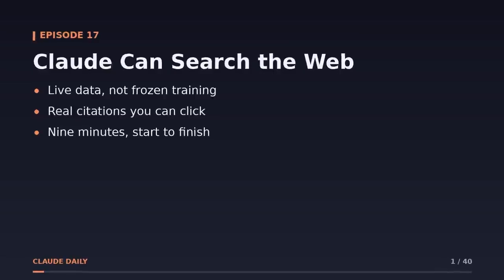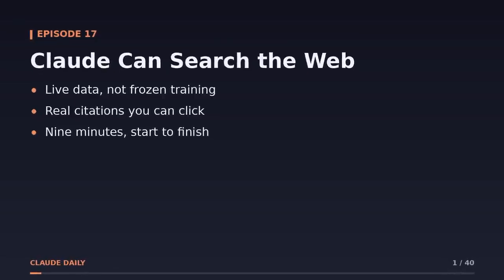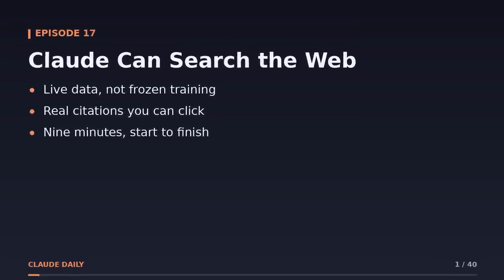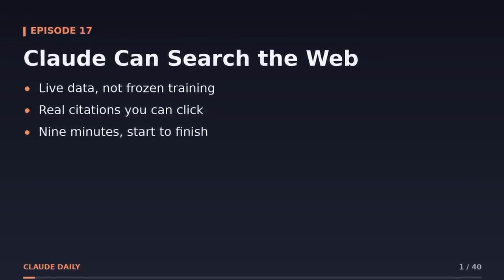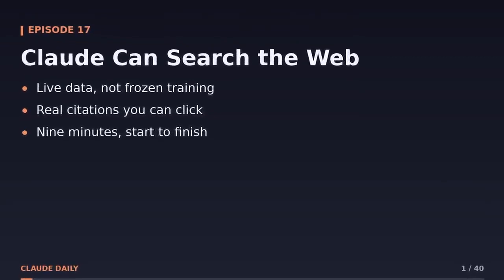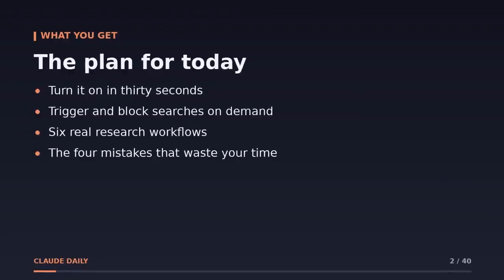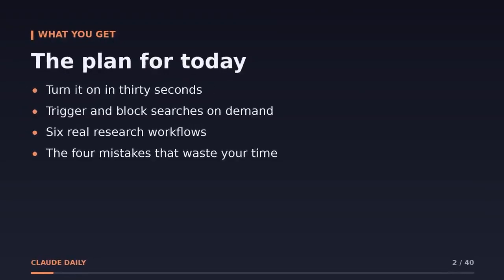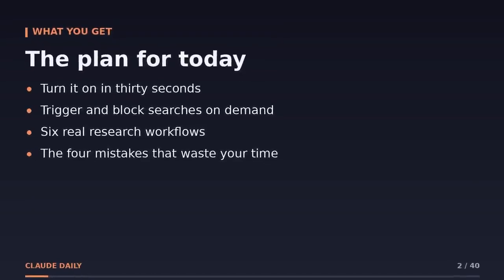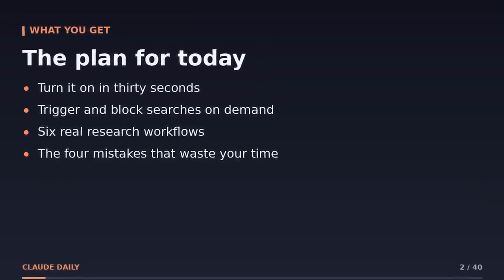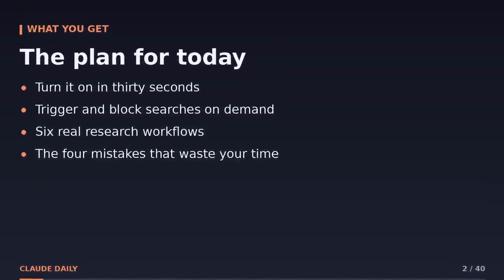Here is a question that trips up almost every new AI user. You ask about something that happened last week, and the model answers with total confidence about a world that no longer exists. Today, we fix that permanently. I will show you where the search toggle lives, the phrasing that reliably triggers a search, the phrasing that stops one, and 6 research workflows I run every week. Stay to the end for the mistakes.